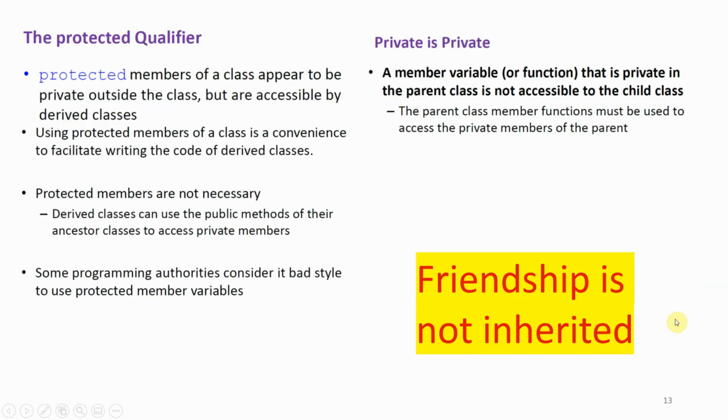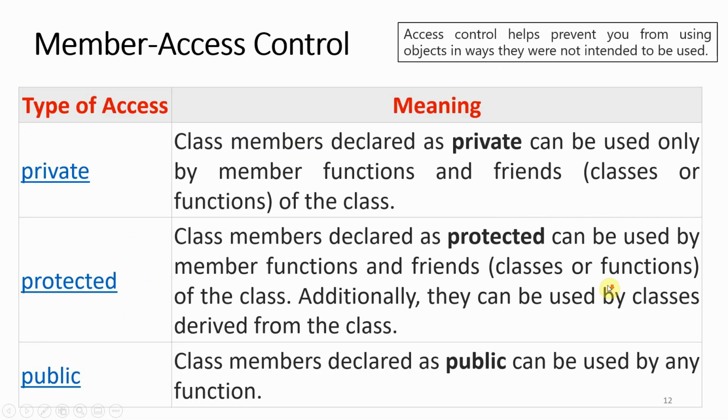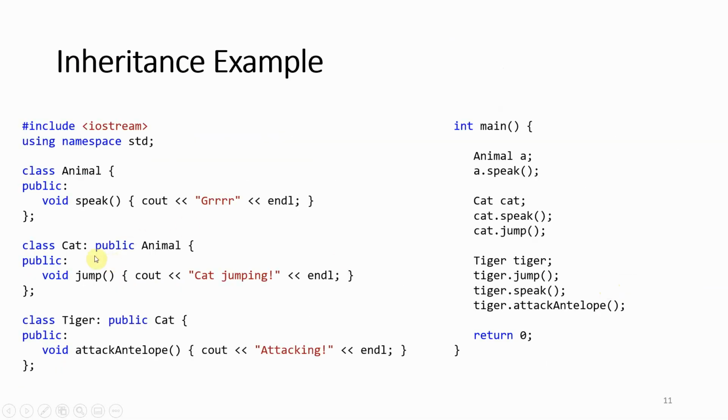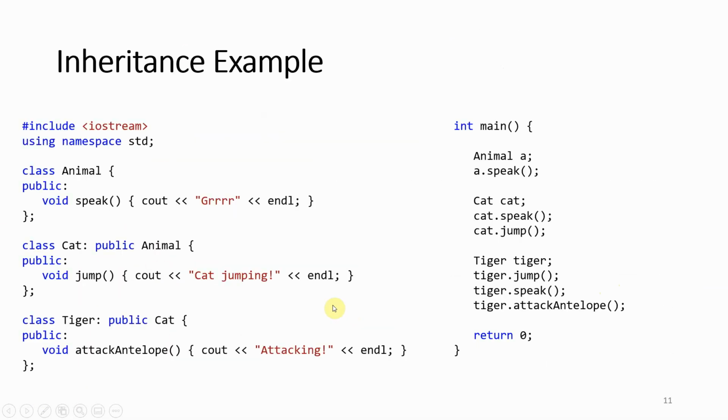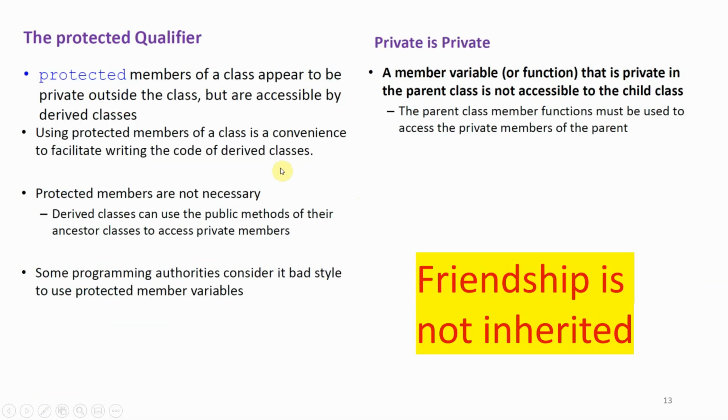But I haven't talked about the inheritance mode, which is this one yet, right? This table only talks about the private, protected, and public keywords that we put inside the base class. Always remember that private is always private. A member variable or function that's private in the parent class is not accessible to the child class, right?